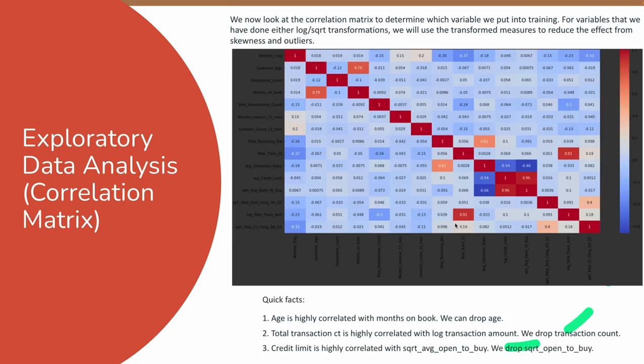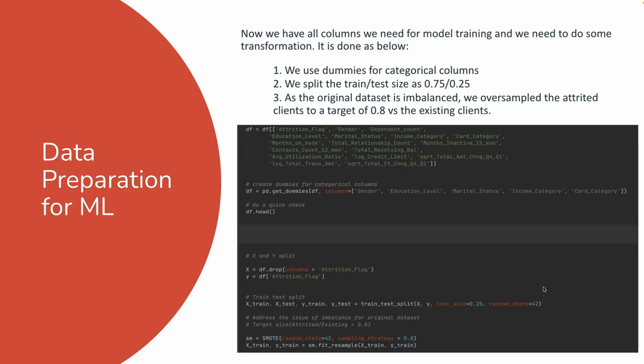Then we use a heat map to display the correlation matrix, and we find that age is highly correlated with months on book, so we have to drop it. We find that transaction count is highly correlated with transaction amount, so we drop transaction count. After all of this is done, we use dummies for categorical columns. We did the train test split. We use SMOTE to oversample the original dataset to our target of 0.8. Next, my teammate Yexin will discuss logistic regression.